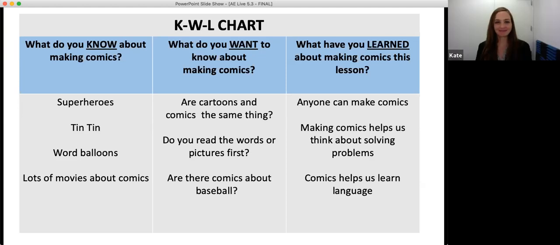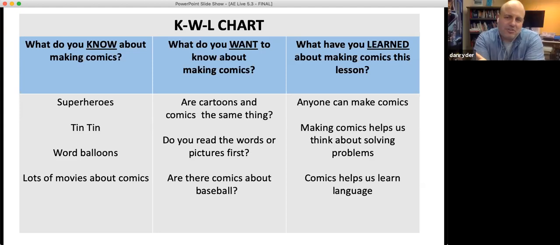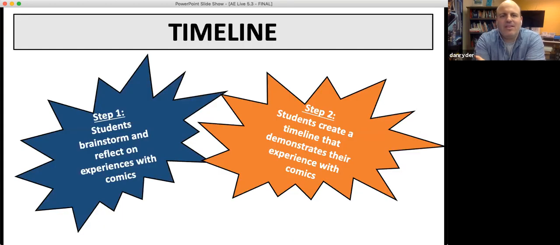Sounds good. So that's just one strategy that I really like to use. That's the KWL. If we go to the next slide, another great strategy is one that I like to use called timeline. And what I do with timeline is I ask students to brainstorm and reflect on their experiences with a particular topic or subject.